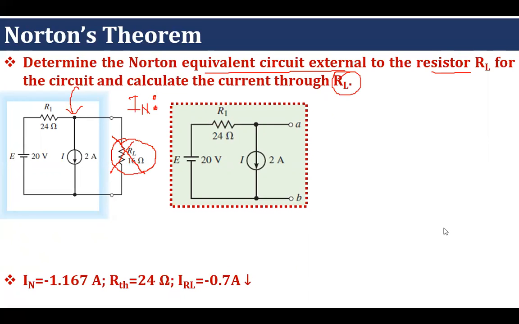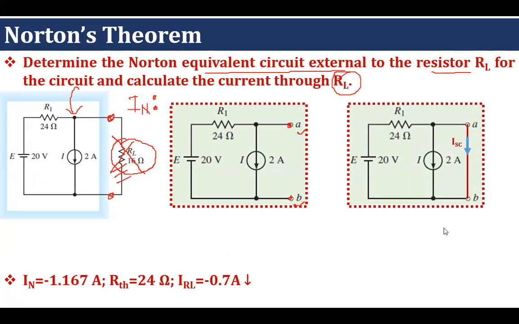The first step is to remove the load, and the moment we remove the load, we'll have two terminals, and we give names to the two terminals. Here they are given as A and B. Now short circuit these two terminals A and B, and then try to find the value of ISC. We know that IN, the Norton current, will be equal to this short circuit current. We can find this value ISC in many different ways.